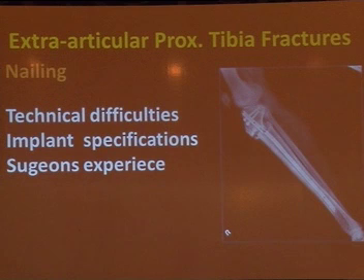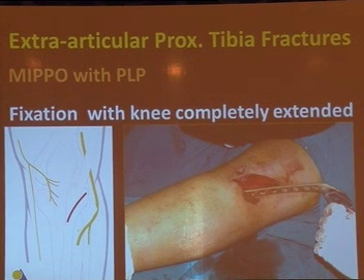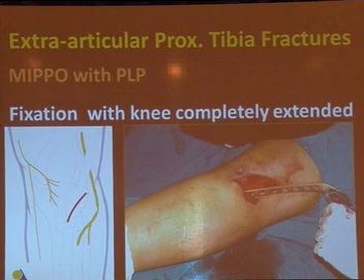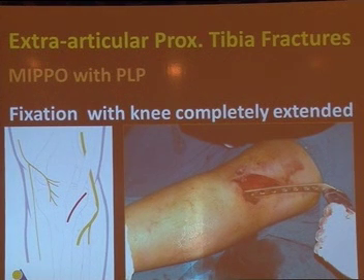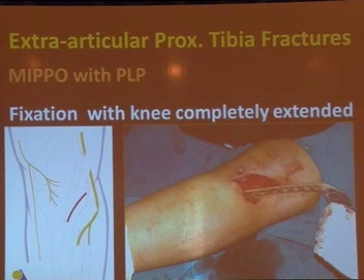So in nailing, there are a lot of technical difficulties. The surgeon should be very experienced, and there are a lot of implant specifications. The nail should have a proximal Herzog bend and a large number of screws in the proximal end. So to avoid this, is plating an answer? Probably yes. A minimally invasive, biological approach with pre-contoured anatomical plates, angle stable plates, we can nowadays use as minimally invasive.